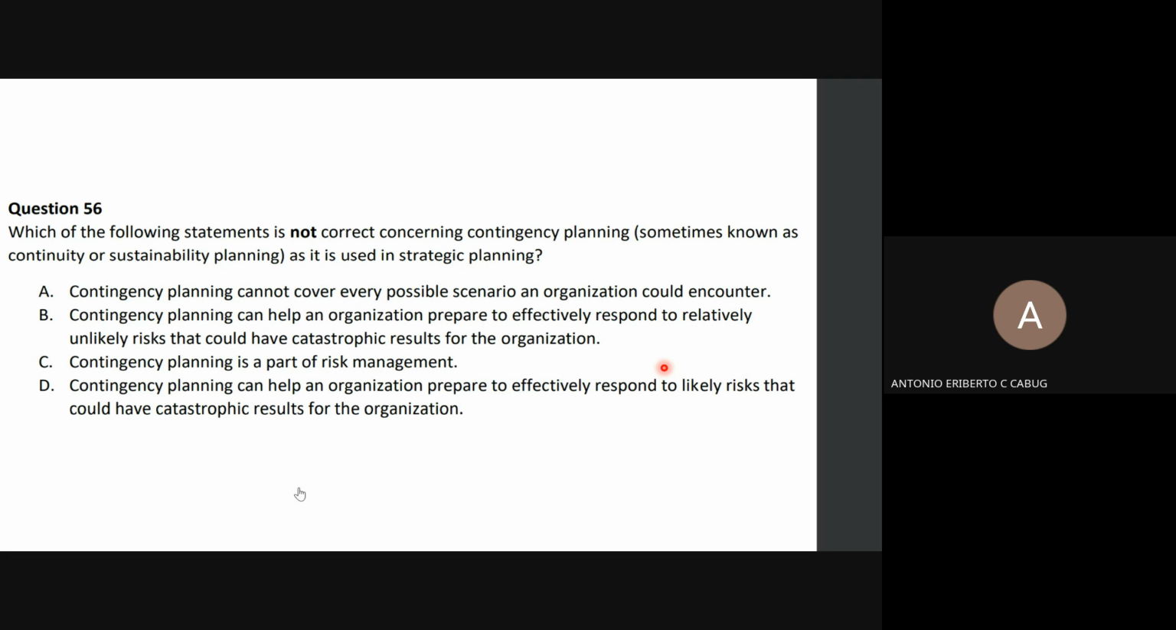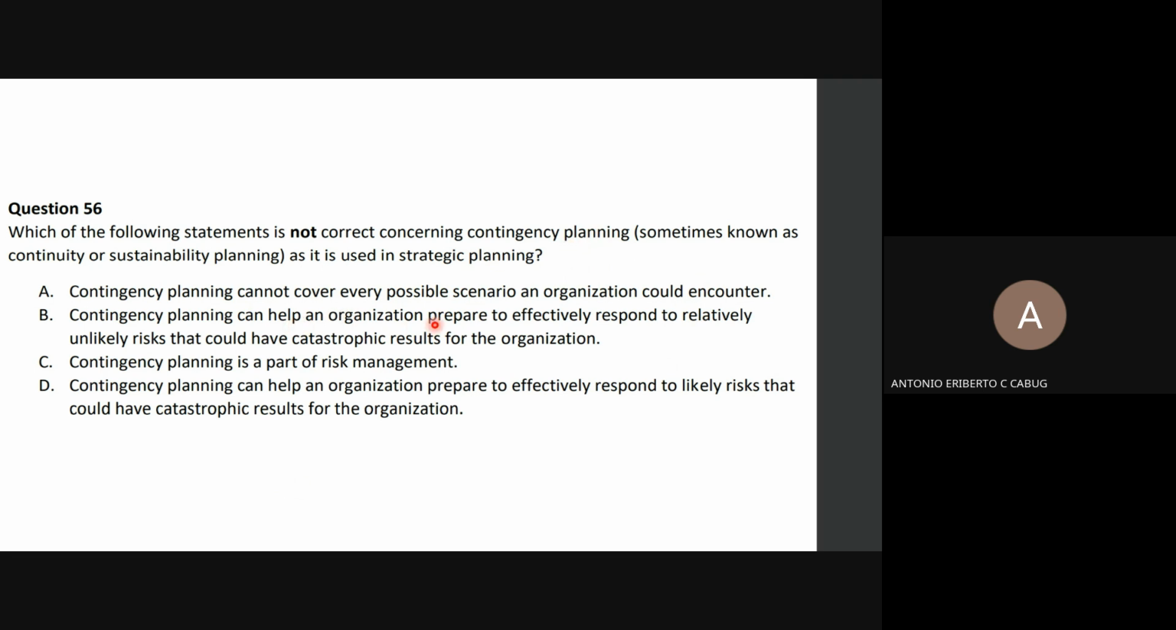Okay. Which of the following statements is not correct concerning contingency planning, also known as continuity or sustainability planning? When we prepare a contingency plan, it is about scenarios that are not expected. It cannot cover every possible scenario an organization would encounter because, to begin with, these are things that are not expected and you cannot foresee them with certainty.